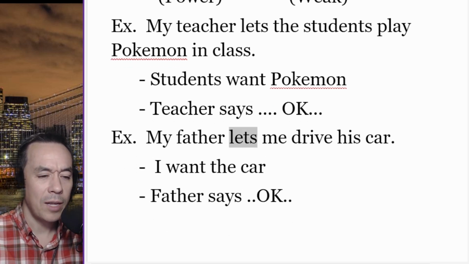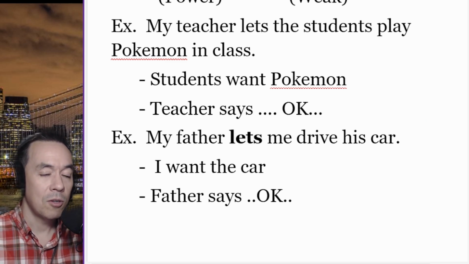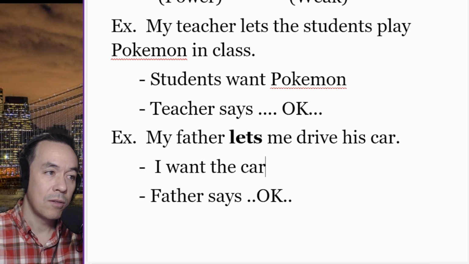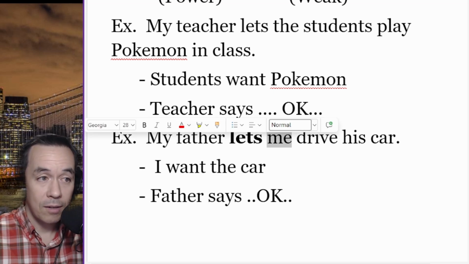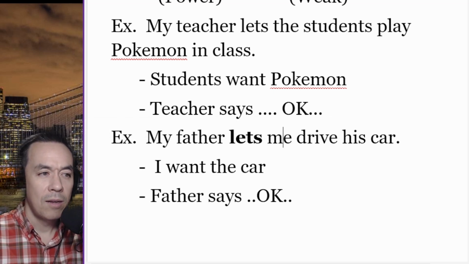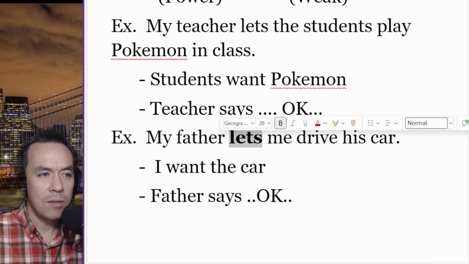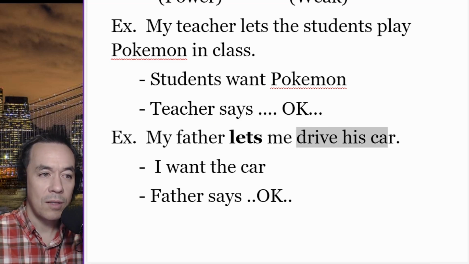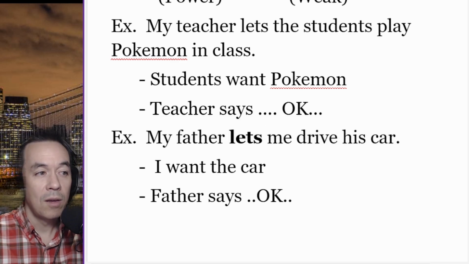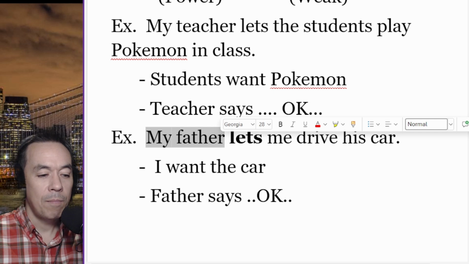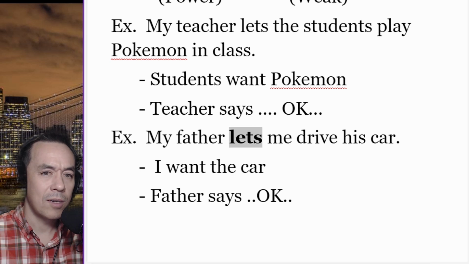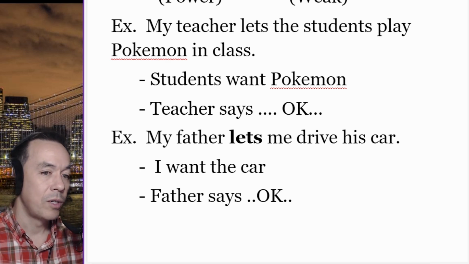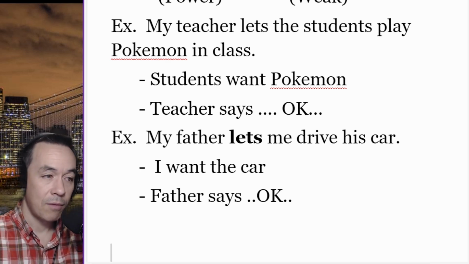In that one word let, it communicates so many things: that the first character, this is the strong one, has the power. The next character has no power. And then it also communicates this is to drive the car. That's what the weaker character wants, and the powerful says, yes, you can. So it's complicated, it's complex. Just that one word, let, really communicates a lot of things.